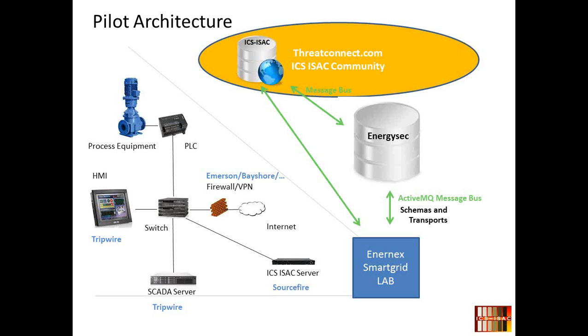and just at Black Hat in the last couple of weeks launched Threat Connect, which is effectively a social networking tool for analytics. It allows you to create communities and share indicators among trusted communities. And they've created an ICS-ISAC community inside Threat Connect and are working with us through this pilot to demonstrate how this stuff gets done.